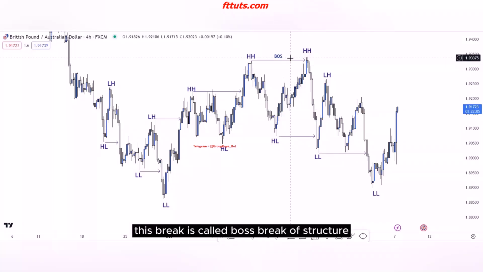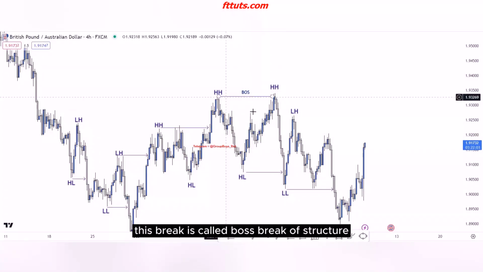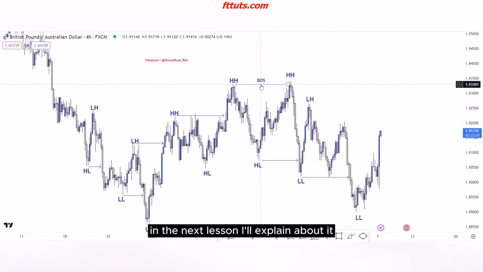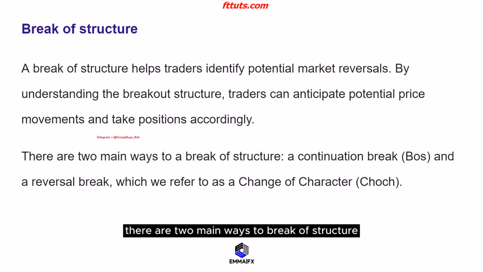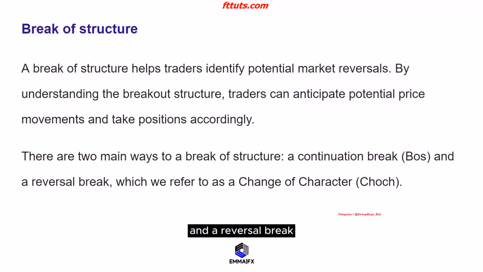This break is called the BOS, break of structure. In the next lesson, I will explain more about it. A break of structure helps traders identify potential reversals. By understanding the break of structure, traders can anticipate potential price movement and take positions accordingly. There are two main types of structure breaks: a continuation break, called BOS, and a reversal break, which we refer to as a change of character, CHOCH.